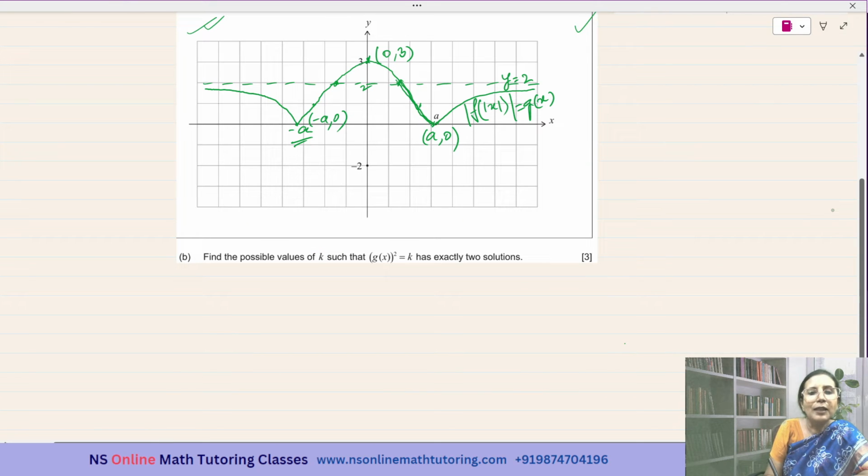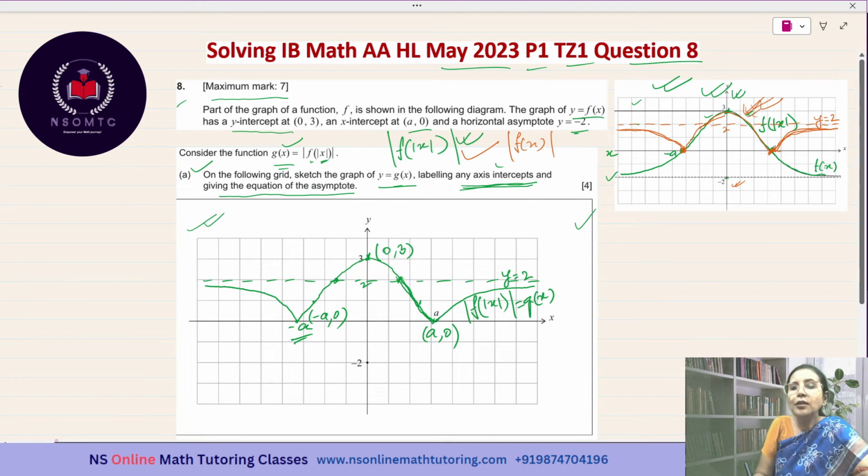Part B: find the possible values of k such that g of x whole squared is equal to k has exactly two solutions. Again, let us go to our rough graph. So this is our rough graph, and this is the g of x function graph.